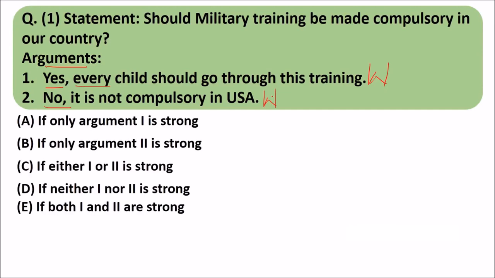So, again for comparison, it becomes a weak argument. Now, why weak argument, both of them? Over here, they say every child should go through this training. Emotionally, this is very right. There should be military training. Everyone must be capable of defending our country. But not every child is strong physically. Not every child is strong mentally. So military training is not suitable for every child. Making such common assumptions or putting everyone in the same format is not correct. It is not logical. So whenever there is the word every, always make it a weak argument.